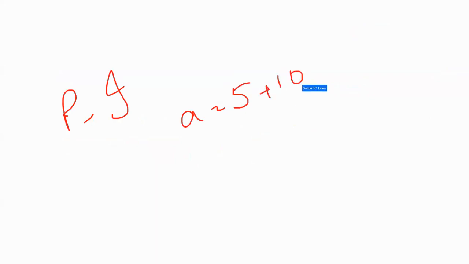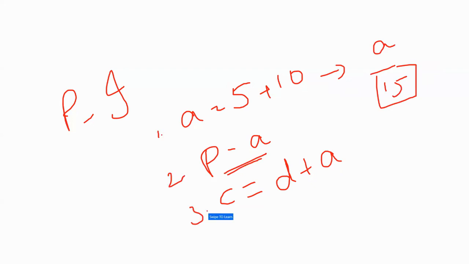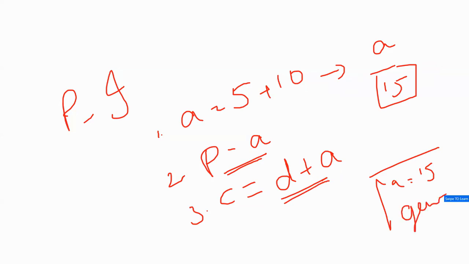And Python is an interpreted language. Suppose the code is a equals 5 plus 10, print a, c equals d plus a. Firstly, it reads the first line and initializes the a value as 15, and then reads the second line, which prints a. It prints a equals 15 in the output console, and then it reads line 3 and generates an error here. So the interpreter goes line by line, and Python is an interpreted language.